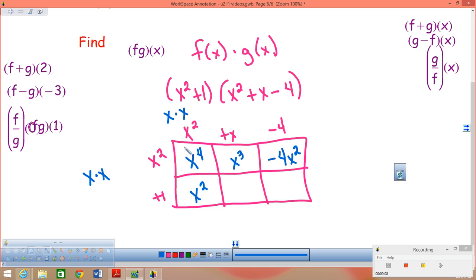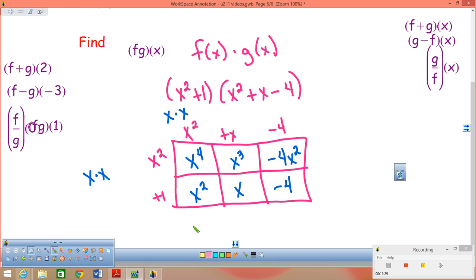Feel like I've left something out. I don't think I have. Okay, then I've got 1 times x, that's x. 1 times negative 4, that would be negative 4 or minus 4. Okay, let's look at like terms again. X to the 4th, that's the only one of its kind. X to the 3rd, that's the only one of its kind. I have an x squared here and a negative 4x squared here. That's the only x, and that's the only numeric value.